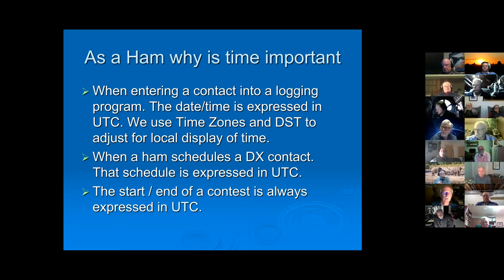So when hams schedule a DX contact, if you're doing DX, you're going to share that information in UTC time. It's always going to be UTC time. So I have to say, okay, I'm going to meet this guy at 4 o'clock UTC time, and I end up having to convert that to my local time. You just learn what that offset is as far as number of hours, and you learn to add it to the 24-hour clock, and then Zippo, you're there when you're supposed to be for that contact.